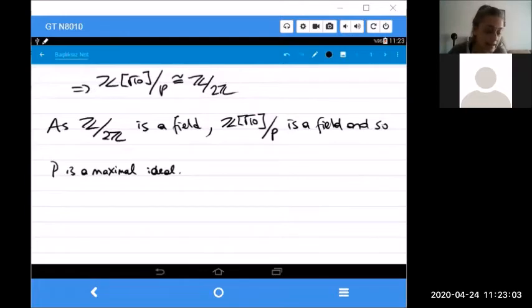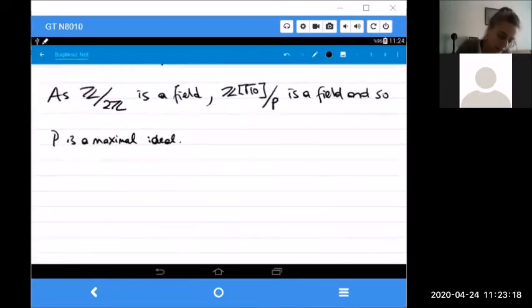Here we have seen an example of a prime ideal, which is also maximal, but this is not always the case. We know that every maximal ideal is prime, but not every prime ideal is maximal. Okay? Do you have any questions? Any problem? No? Okay.